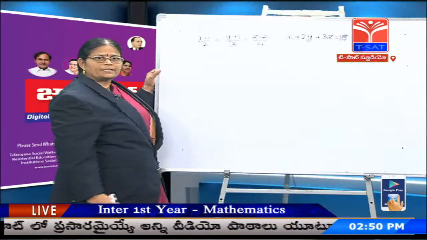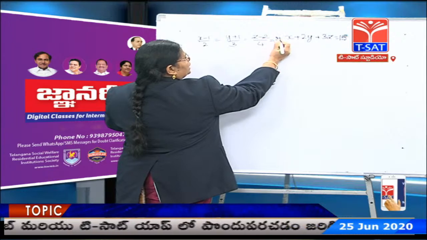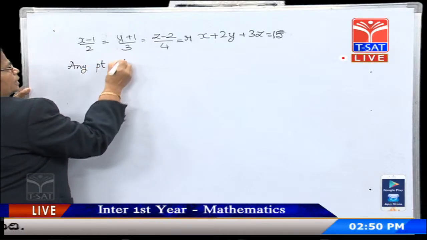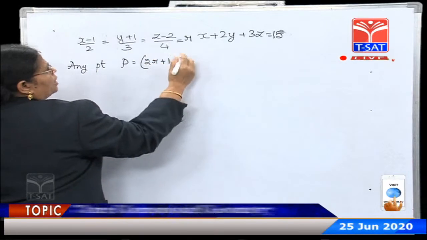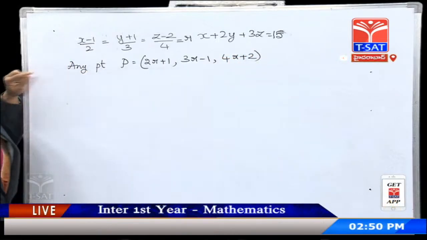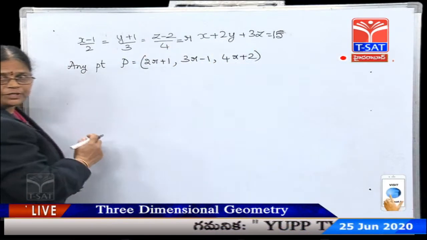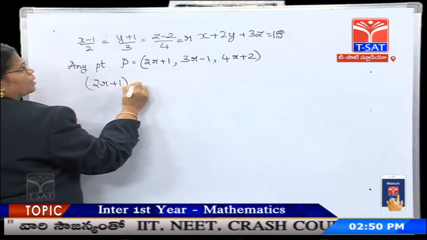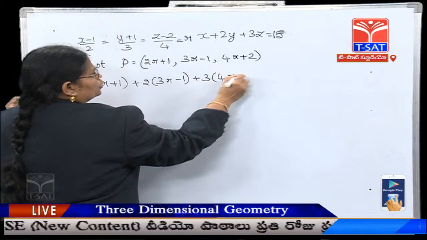If you are given the line in symmetrical form, it is easy for you to write any point on the line. So, if we take the ratio equal to r, we can write any point on the line. Let it be P, which is equal to (2r plus 1, 3r minus 1, 4r plus 2). You are given that this line meets the plane x plus 2y plus 3z equal to 15. So, substituting this, we have (2r plus 1) plus 2 into (3r minus 1) plus 3 into (4r plus 2) equal to 15.